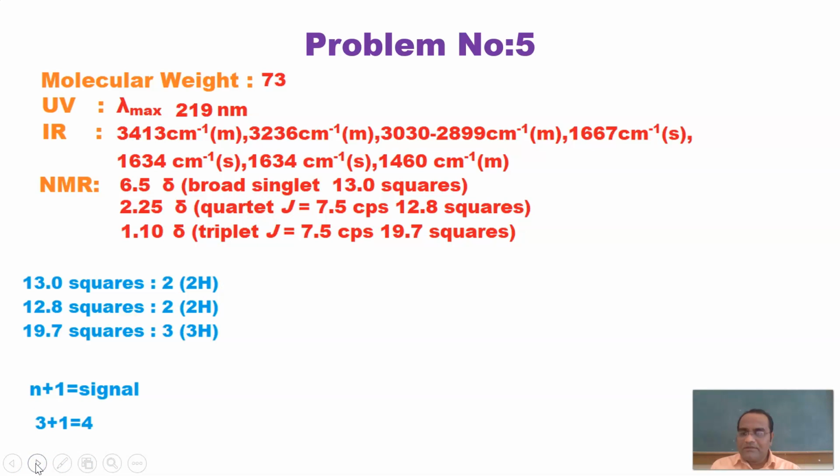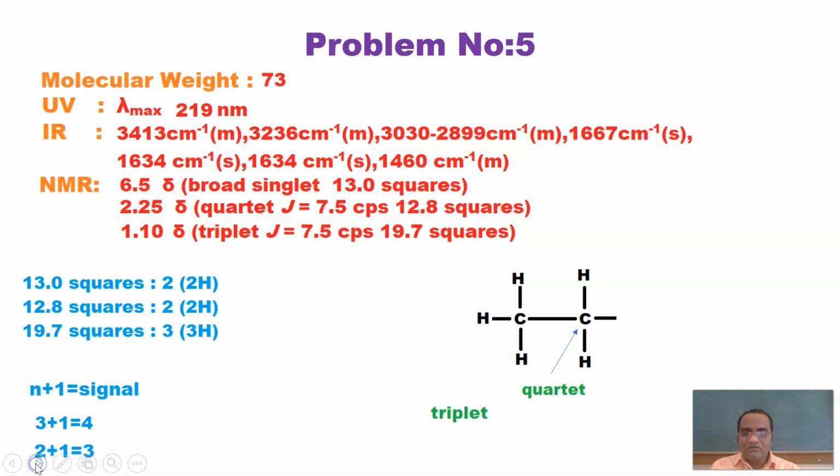Now we'll calculate the signal. Quartet means the adjacent carbon has 3 hydrogens, so I will write 3 for adjacent. And for triplet, the number of adjacent hydrogens is 2. So the first carbon will give a triplet, and the second carbon will give a quartet.